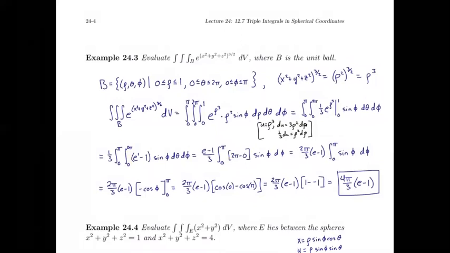And now we're integrating from 0 to pi sine of phi d phi. The antiderivative of sine of phi is negative cosine phi. Applying the limits of integration from 0 to pi, ultimately we end up with 4 pi over 3 times e minus 1.